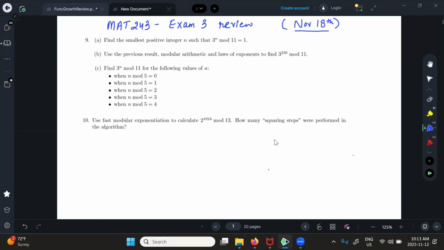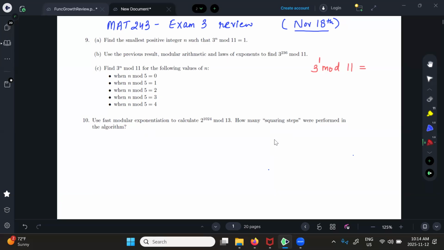The number 1 question is modular exponentiation. I have to find the smallest positive integer n such that 3 to the power n mod 11 equals 1. So this is just a warm up, an icebreaker before we head into the difficult modular exponentiation type problems. Can you find me the smallest n? Well, if I put n to be 1, 3 mod 11 is, you know the mod function? Yeah. Are you giving me the answer? Okay, I have to check that.